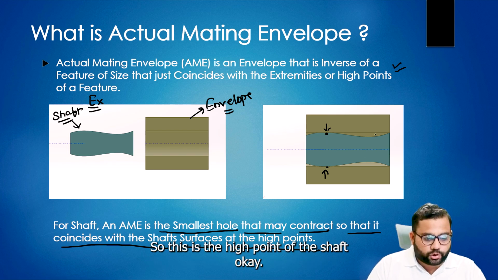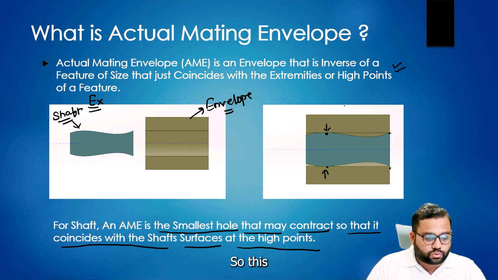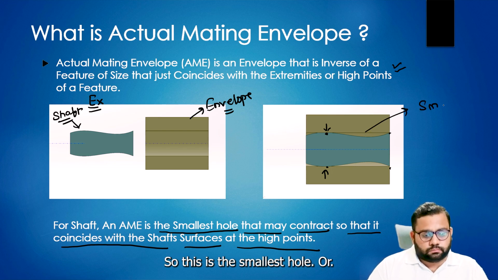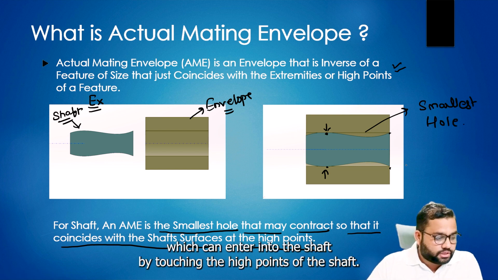So these are the high points of the shaft. This is the smallest hole which can enter onto the shaft by touching the high points of the shaft.